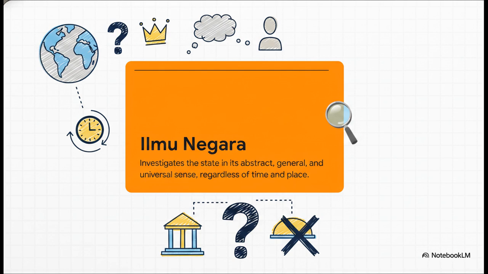To answer that, we have to look at the foundational definition of state science, or Ilmu Negara. As emphasized by renowned scholars like Roelof Kranenberg, before we look at the specific concrete laws of, say, modern-day Indonesia or the UK, we first need to understand the state in its purest, most universal form, completely detached from any specific time and place. It's about asking the ultimate questions. What actually is a state? Where does it come from? And what's its fundamental nature?